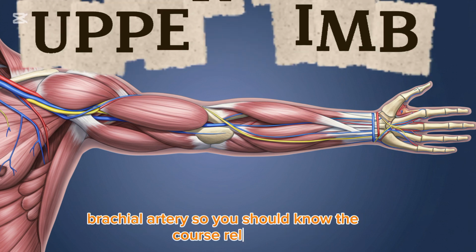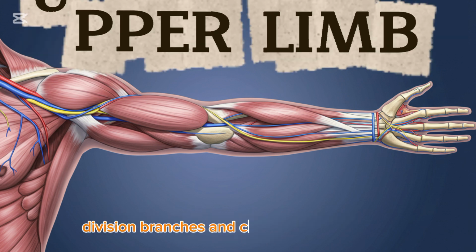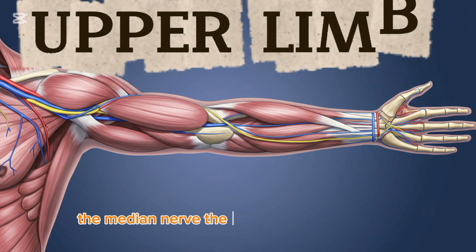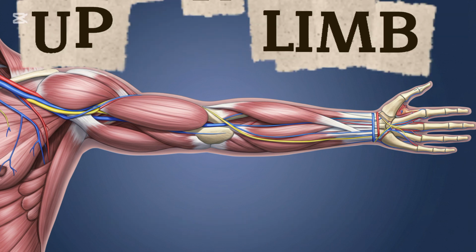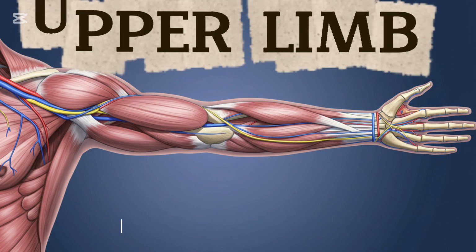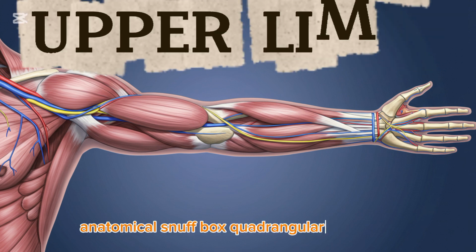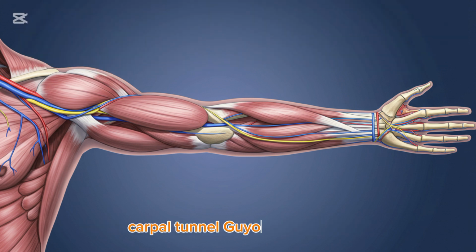So you should know the course, relation, division, branches, and clinical correlation. The nerve supply to the upper limb: the median nerve, the ulnar nerve, and the radial nerve. Next, you have the anatomical areas, which include the cubital fossa, anatomical snuffbox, quadrangular space, carpal tunnel, and Guyon's canal.